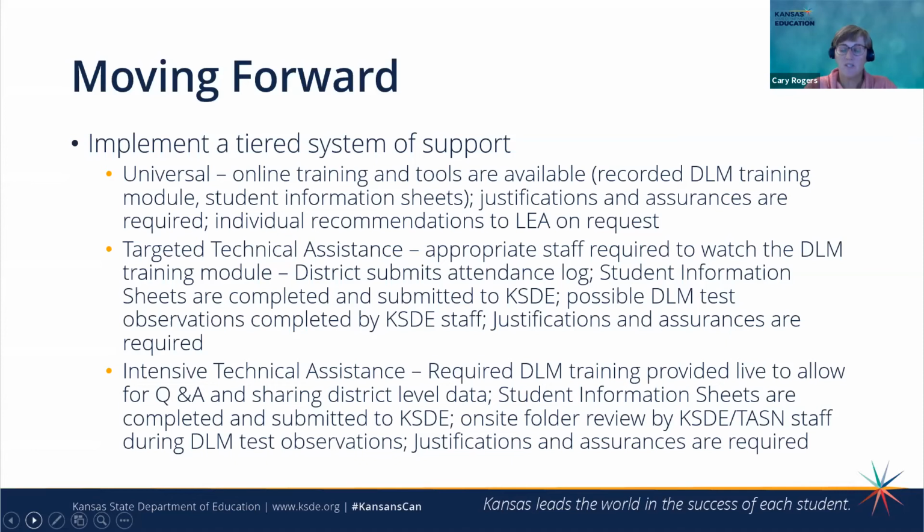Letters will be going out to districts this week indicating what tier they will be in for the 2020-2021 school year. For districts identified for targeted technical assistance or intensive technical assistance, the 1% lead will be contacting the district to set up a virtual meeting to discuss next steps.